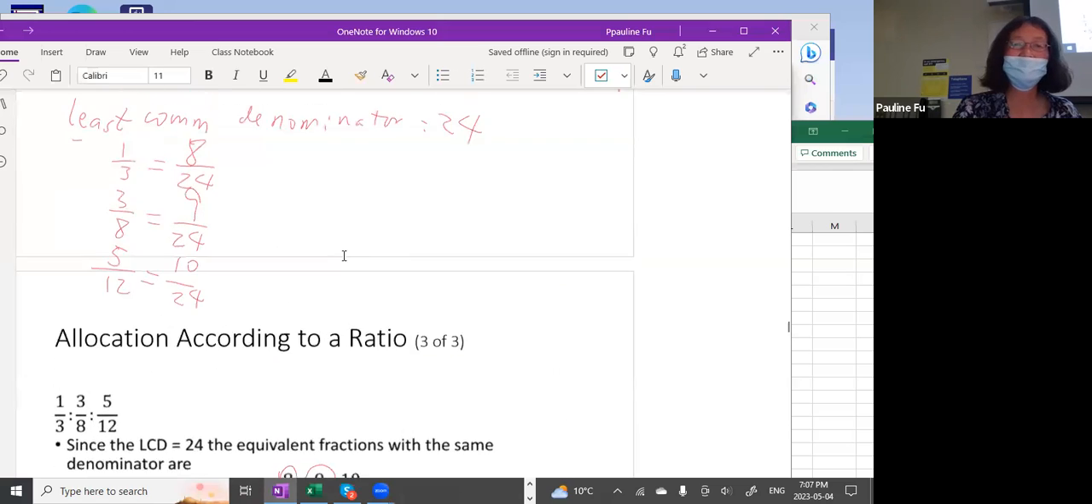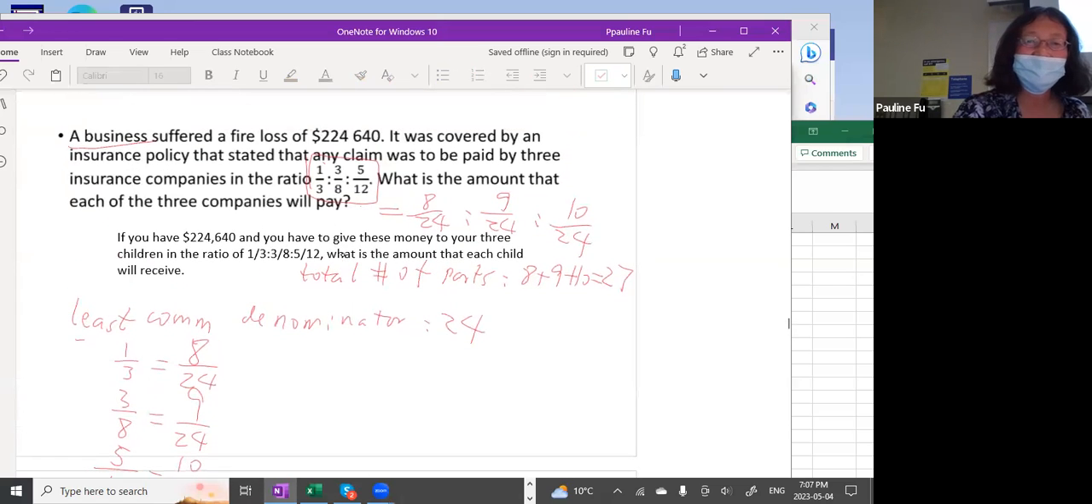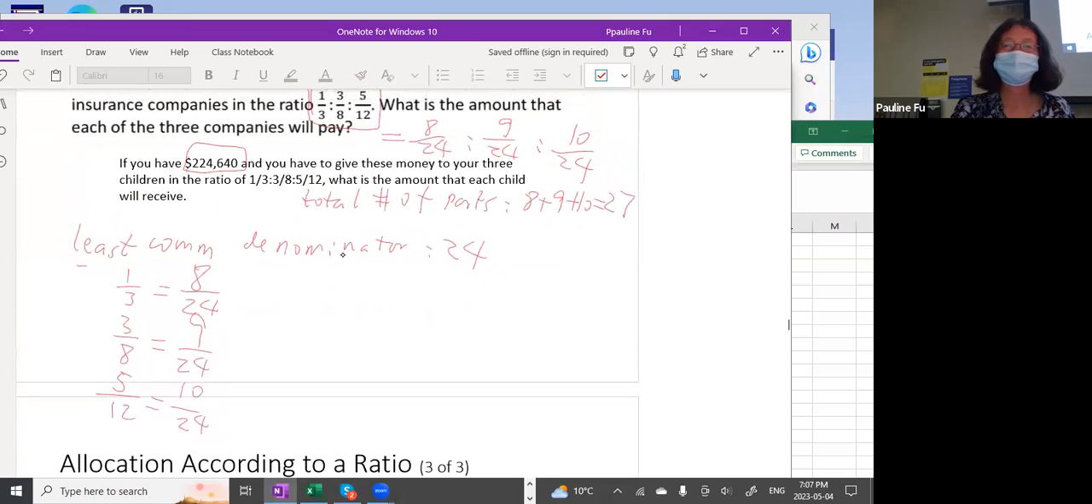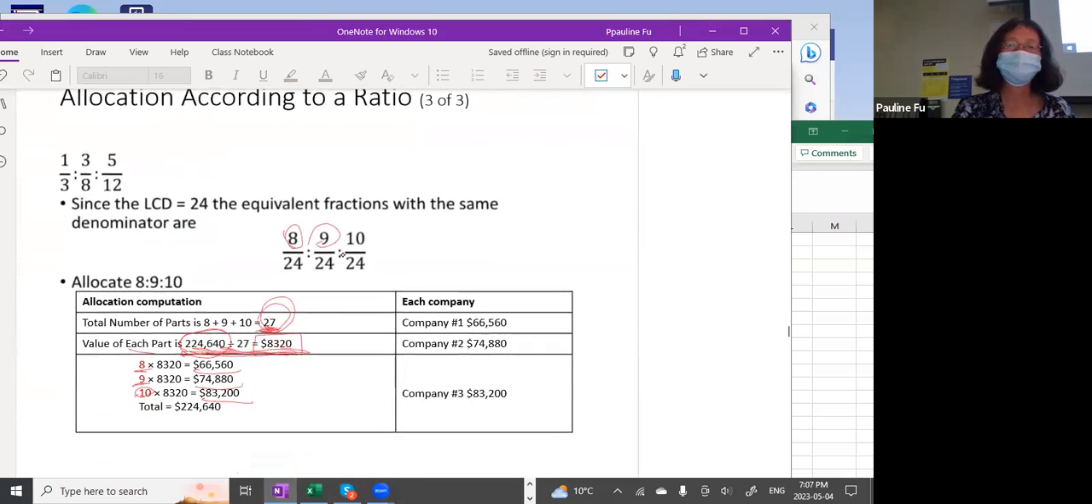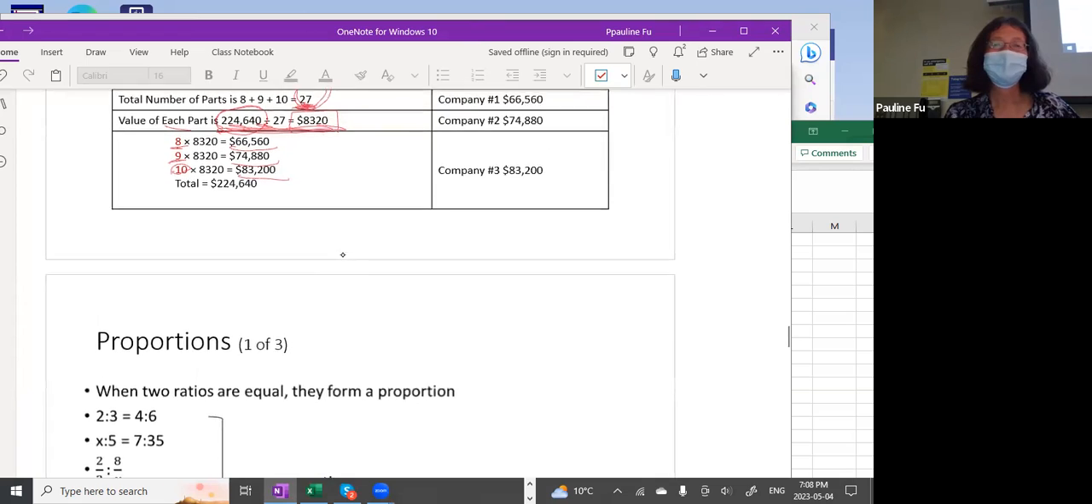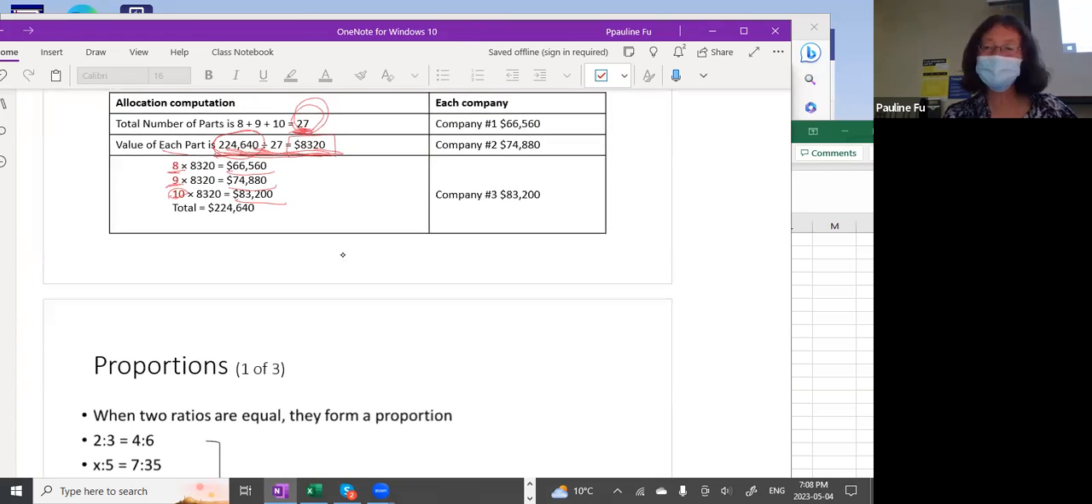Okay, I just changed the question into this. You have 3 children. You have this amount to give your 3 children in those ratios. Any questions? Okay. So far it is ratio.